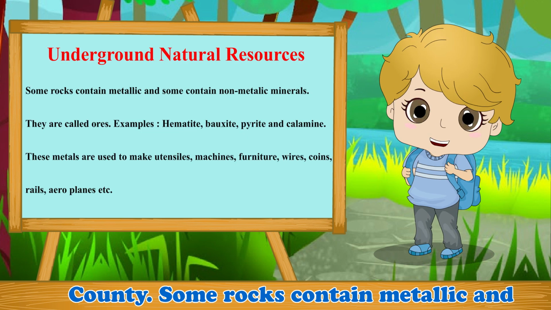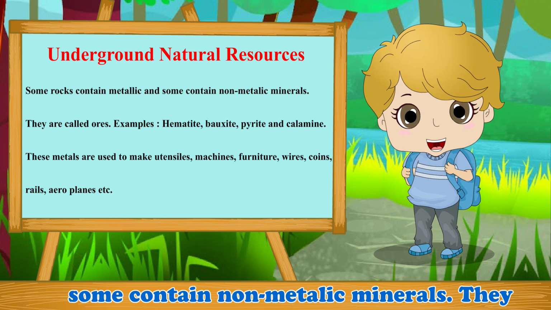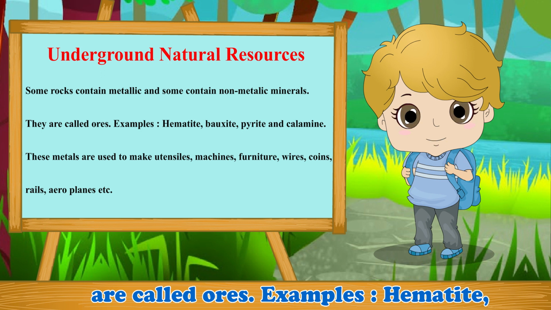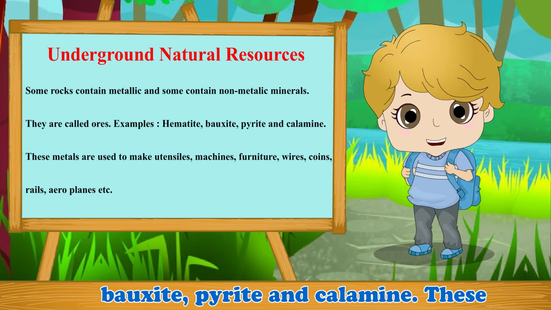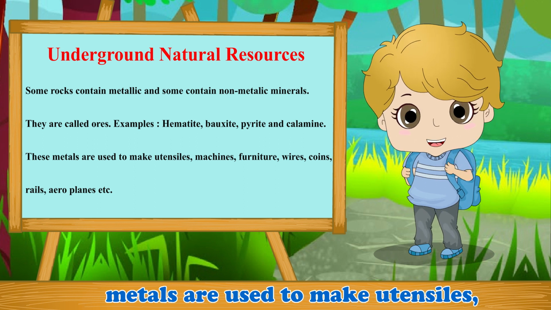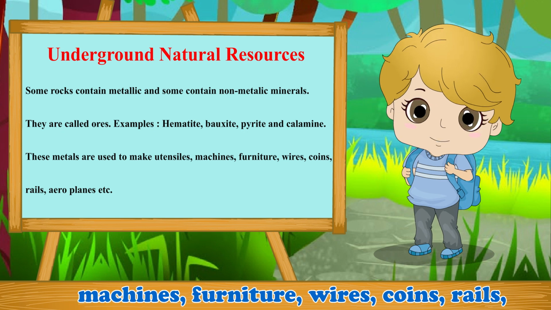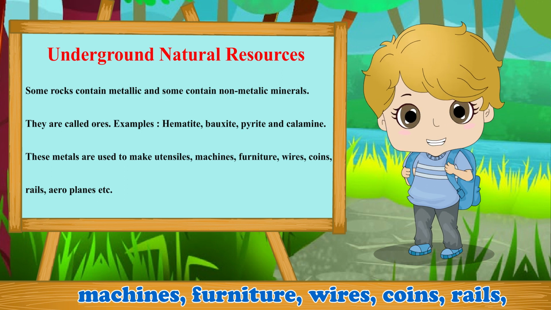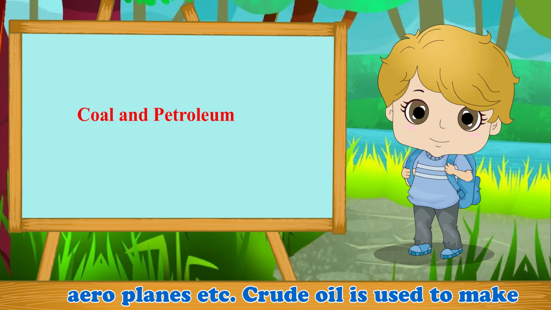Some rocks contain metallic and some contain non-metallic minerals. They are called ores. Examples: hematite, bauxite, pyrite, and calamine. These metals are used to make utensils, machines, furniture, wires, coins, rails, aeroplanes, etc.